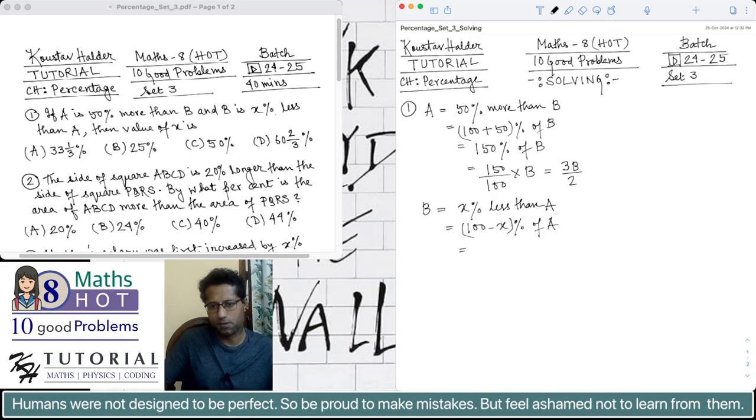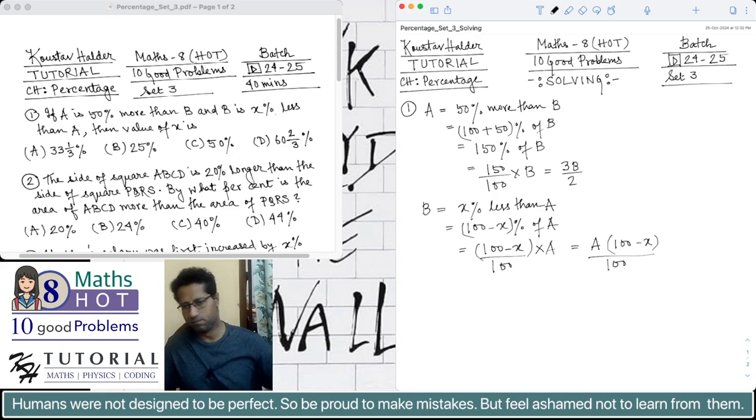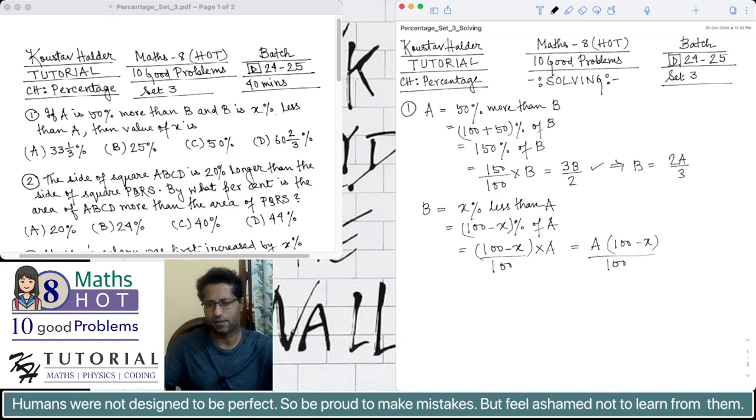100 minus X% means 100 minus X divided by 100, and of means multiplication. So we have 100 minus X divided by 100 multiplied by A. This is equal to A into 100 minus X divided by 100. So B is equal to this. Now we already know from the fact that A equals 3B by 2, we can say that B is equal to 2A by 3.